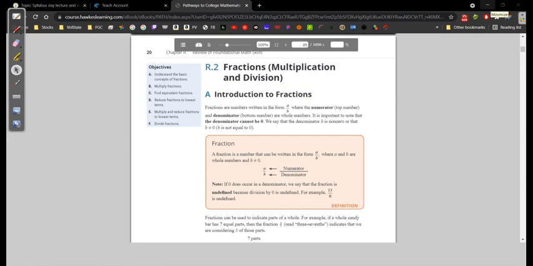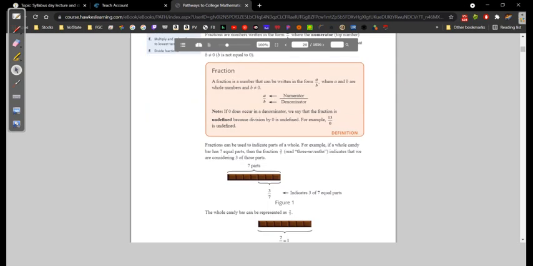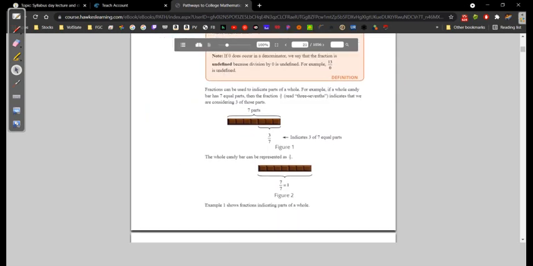If a whole candy bar has 7 equal parts, then the fraction 3/7 indicates that we are considering three of those parts. This particular candy bar has 7 parts, but if you're denoting 3 of them, then we're looking at 3/7, right? So I don't know about you, but I would much rather have the 4/7 parts of that candy bar.